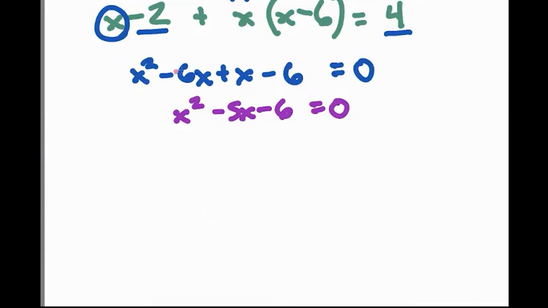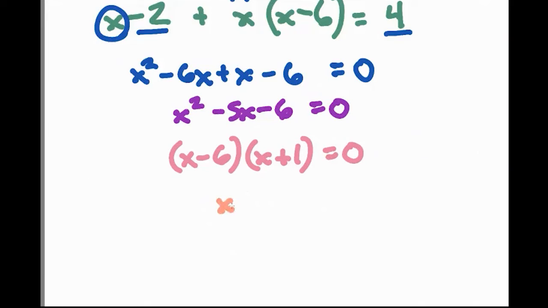This factors, but if you wanted to, you can use the quadratic formula. It's completely up to you. I'm going to use quadratic formula or factoring because that's what most people tend to do here. And then we solve this out. You're going to have x equals 6 and x equals negative 1.